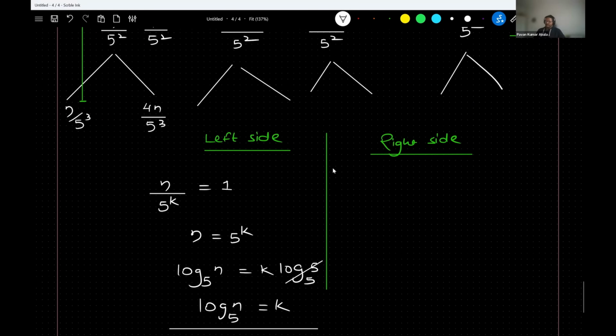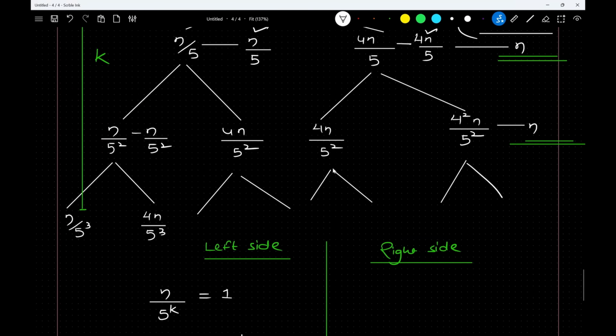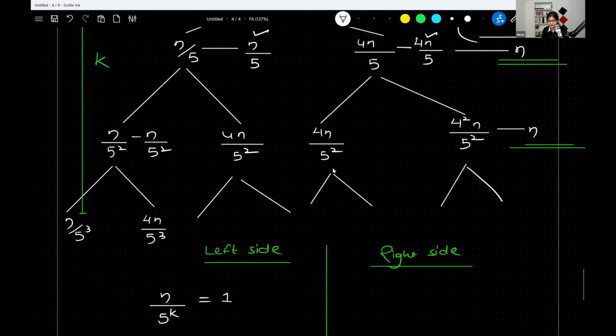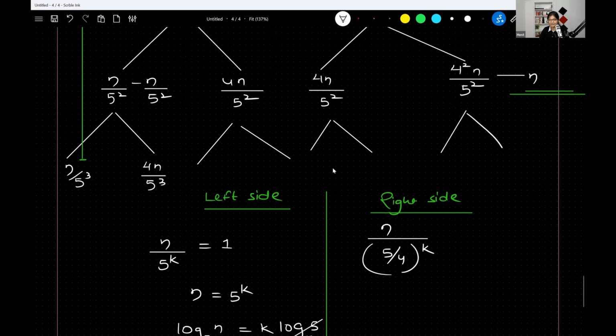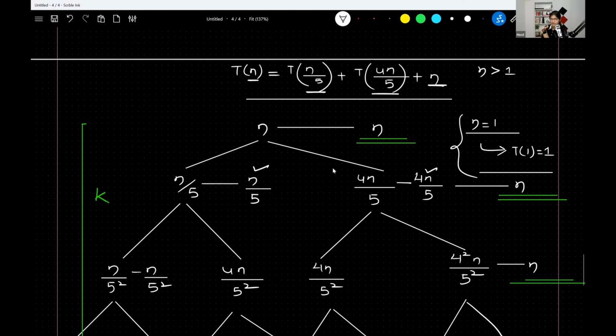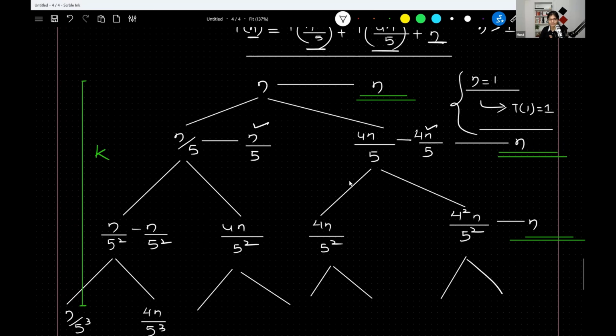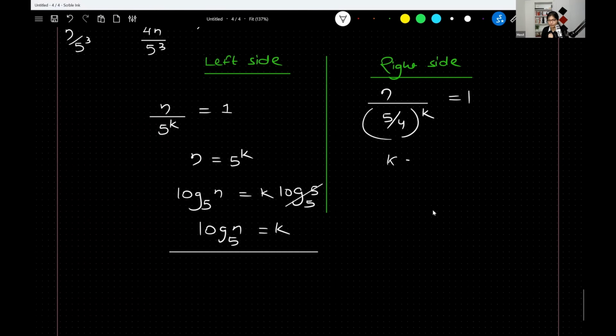What will be the value of the right side equation? Can I write it like this? n by 5 by 4 to the power k. What I have done is, it's 4n by 5, right? Take 4 below to generalize the equation. So it will be 5 by 4 to the power k, which is equal to 1. So can I say here the value of k will come out to be log of n base 5 by 4?